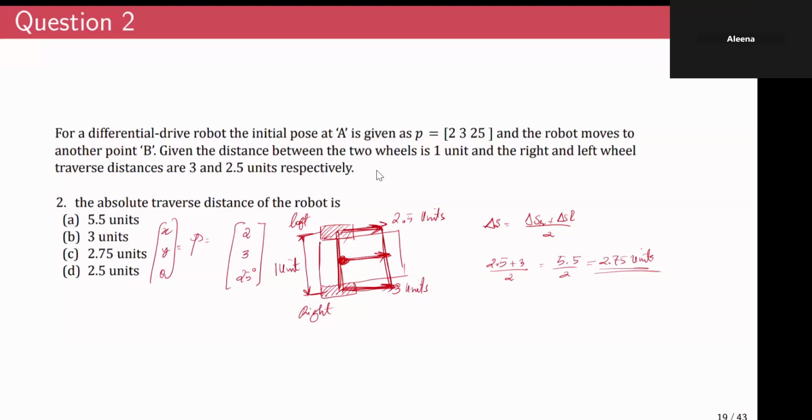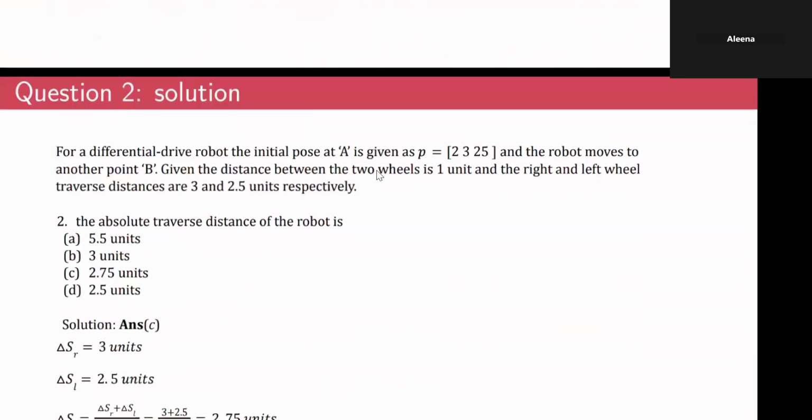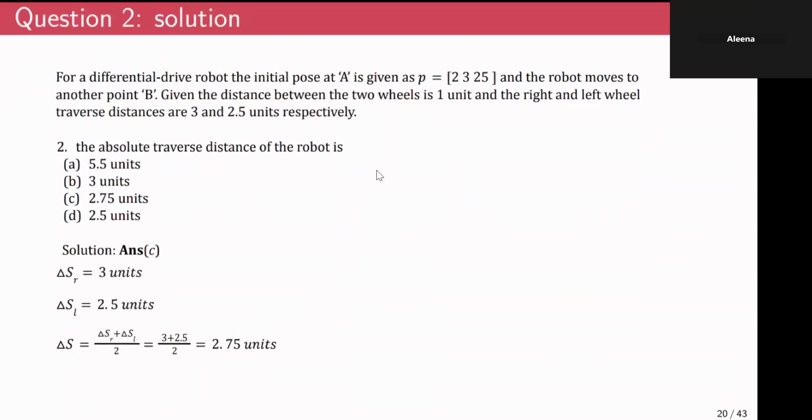All right, so I hope that answer is clear enough. So the correct answer is option C, 2.75. All right. So yes, that is indeed our answer.